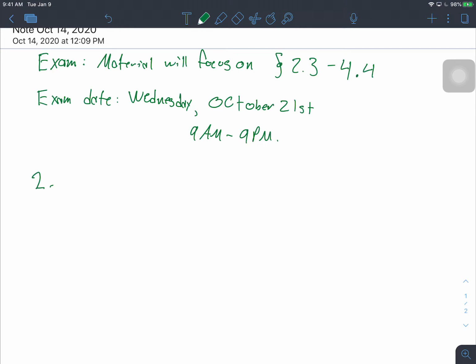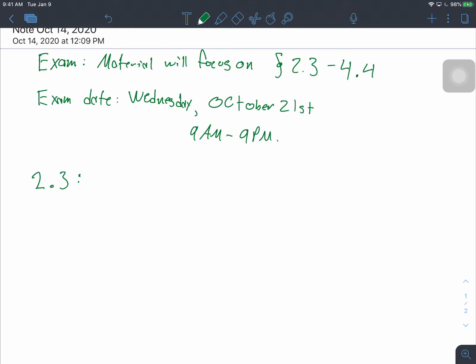So section 2.3 was, oh yeah, I should also remind you, the exam is on Wednesday, October 21st from 9 a.m. to 9 p.m. Same format as last time. You'll have the day to do your work, and then you will be required to scan your work and submit it on Blackboard as a PDF. You're not to work with any other person or any other resource. However, you may use your own handwritten class notes, you may refer to the lecture videos on my YouTube channel, and you may refer to the textbook. Those are the only resources that you are allowed to use.